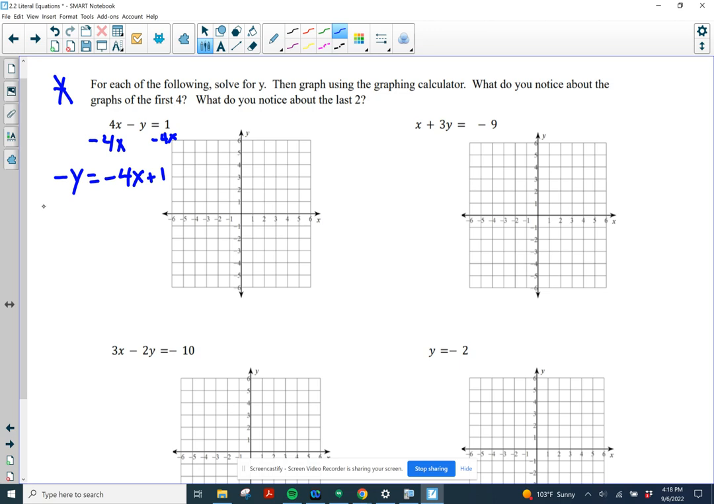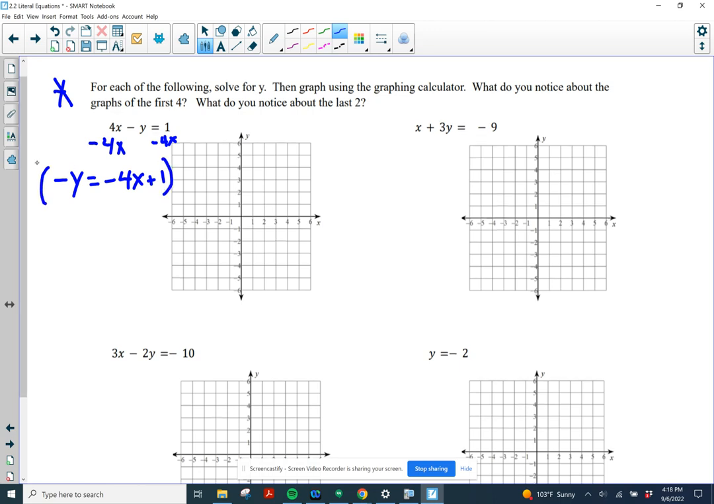So let's multiply both sides by negative 1. So negative 1 times negative y is y. On the right-hand side, I have to multiply both terms by, let me put a parenthesis in there, by negative 1. So I get 4x minus 1. So if we multiply both sides by negative 1, we come up with y equals 4x minus 1.